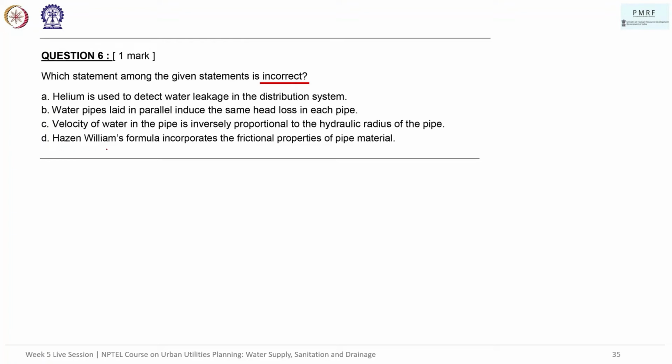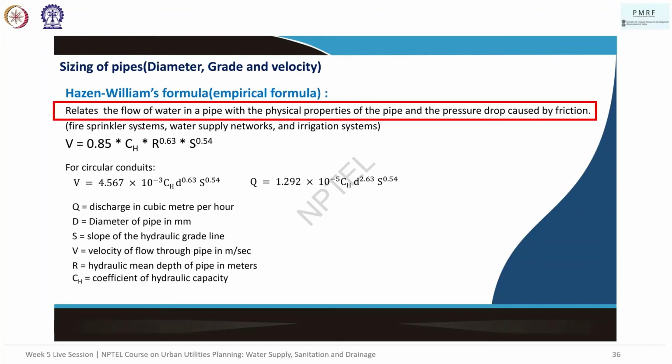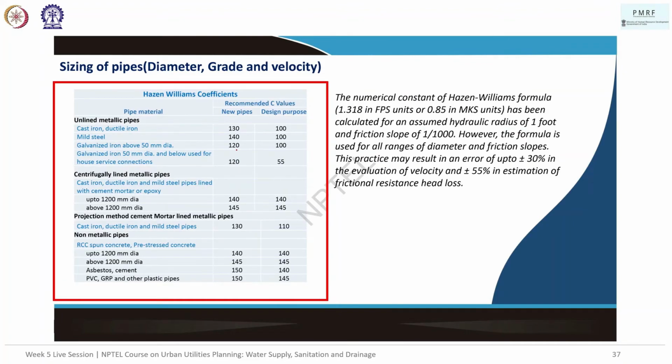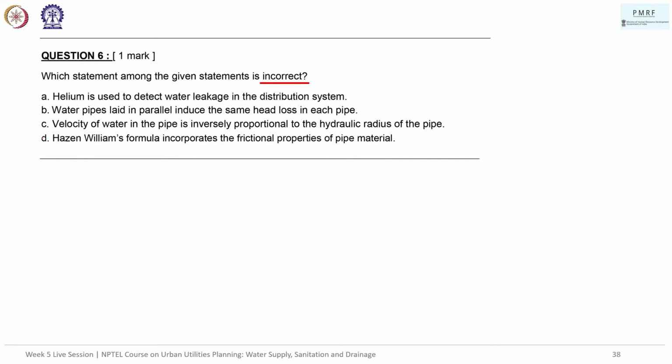But let's also take a look at D. Hazen-Williams formula incorporates the frictional properties of pipe material. So Hazen-Williams formula in fact takes into consideration the physical properties of the pipe and the pressure drop that's caused by friction. So different pipes offer different levels of friction towards water flow, which is where, how does the formula ensure this? By the inclusion of this CH. So CH is the coefficient of hydraulic capacity where it varies with different pipes, right? So that is how the formula takes into consideration the frictional properties of the pipe. So we realize that option C is the incorrect statement of this bunch of options.